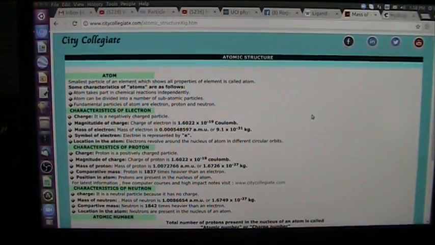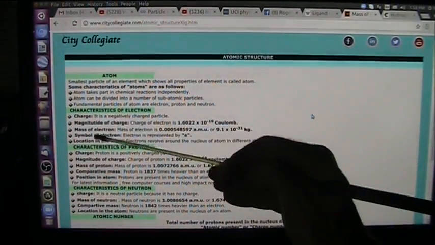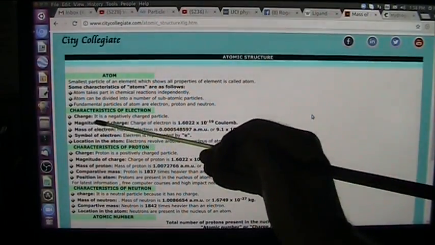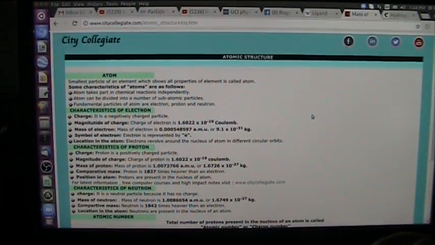Now, so that's it, and then it can be divided up. So how is it divided up? Well, there's electrons, and the electrons circle the nucleus, as they've always said. I can go along with that.